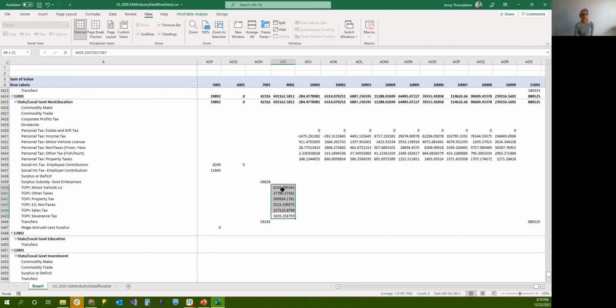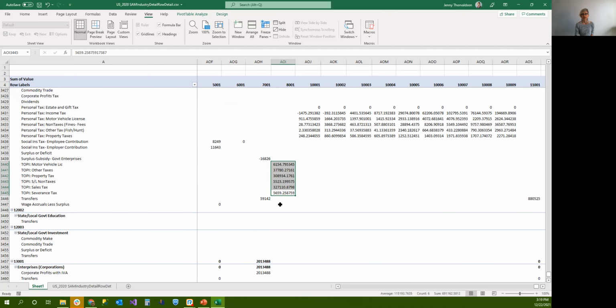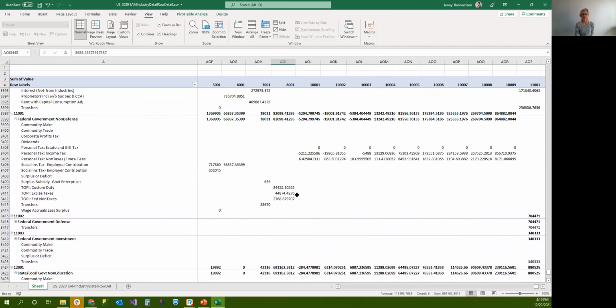And here you can see all the categories that it's paying of TOPI right here to state and local government, non-education. You can see that it's paying motor vehicle licenses, other taxes, property tax, sales tax, severance tax, all that stuff. And if I scroll up, there you can see that TOPI is paying federal government some different types of taxes. So custom duties, excise taxes, and what are called non-taxes.